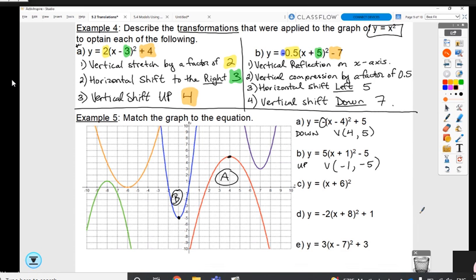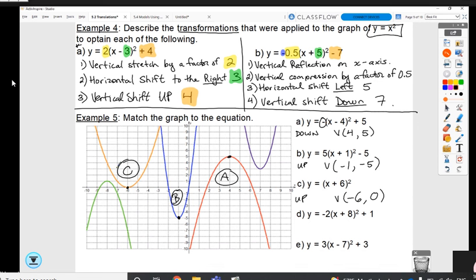Part C. There's nothing out front of the bracket, so we assume it's positive because it's not negative. So we know this is opening up. And then the vertex here, well, it says x plus 6 squared, so maybe negative 6, comma, and there's nothing at the end here, so we assume that it's just 0. Yeah? So opening up, negative 6, comma, 0. Here it is. This must be C.